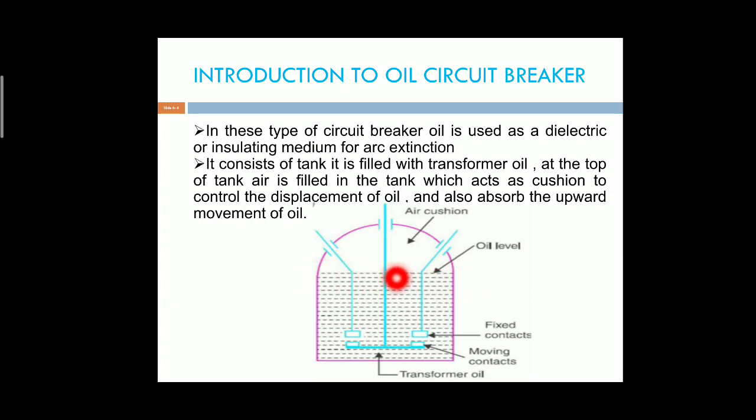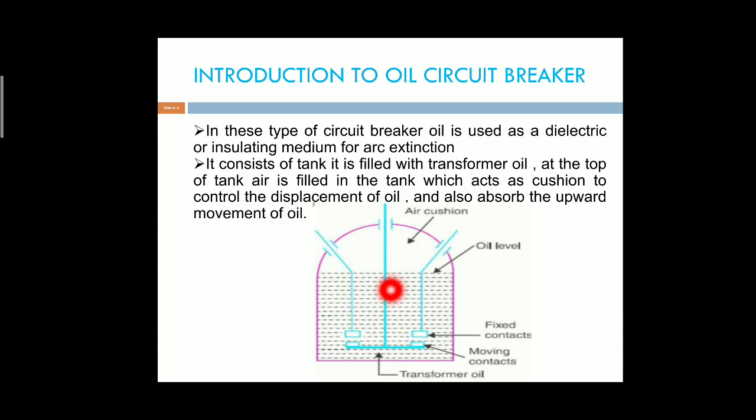This is the overall tank. Three-quarters of the tank will be filled with oil, and the fixed and moving contacts are immersed in this oil. The remaining space of the tank acts as an air cushion. One piston is connected to the moving contact. This is the basic construction of the oil circuit breaker.